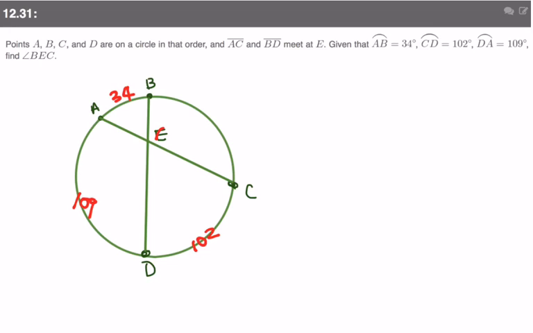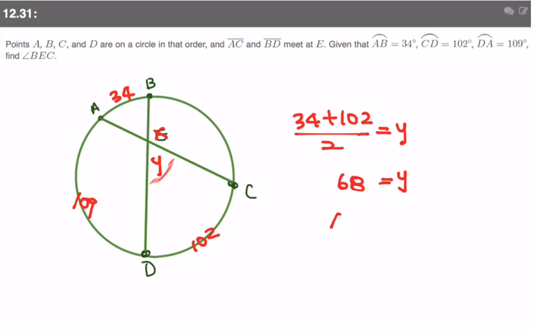And they want us to find angle BEC. Let's call that X. So to find the measure of the angle Y, which is the angle DEC, which is the supplementary angle to X, all we have to do is add up 34 and 102 divided by 2. Then we get to realize that it will be 68 degrees. Now, since Y is equal to 68, X must be the supplementary to that, which is 112.